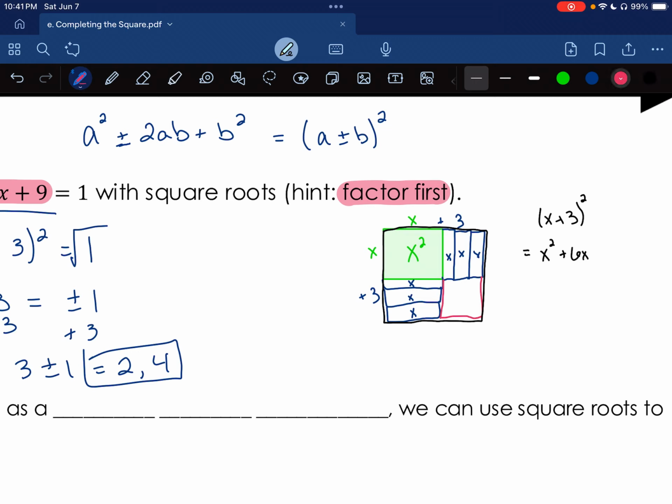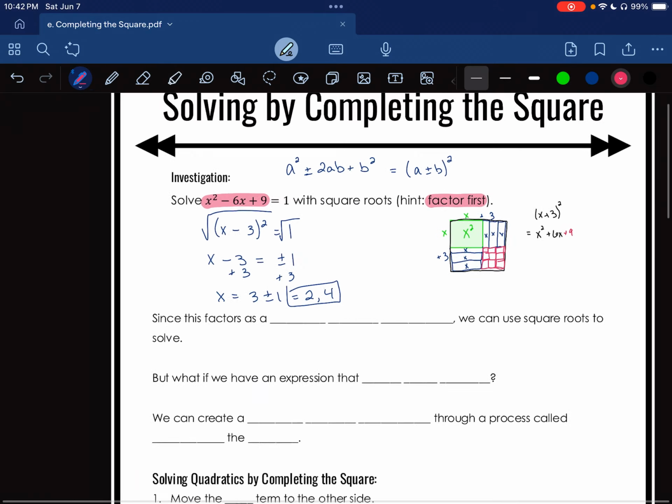Well, if these tiles are all 1 unit long, that makes these each one unit. These are 1 unit squared. How many of those will there be? Well, 3 by 3, or 9. So this is a perfect square, kind of more of a visual for you.